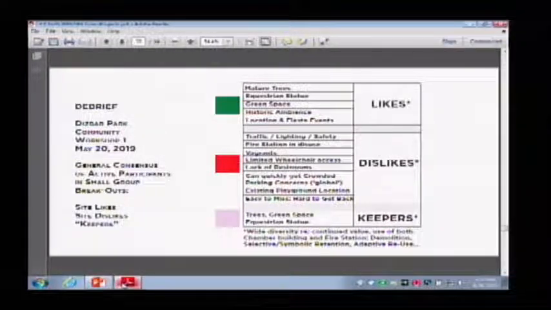Keepers for the park included the trees, the green space, and the equestrian statue. I think it's important to say there was a wide diversity of responses about the continued value of both the chamber building and the fire station, and a lot of suggestions, especially with the fire station, that some portion of it, a facade, a portion of the volume, could be adaptively reused and basically used to help express the historic character of the park.